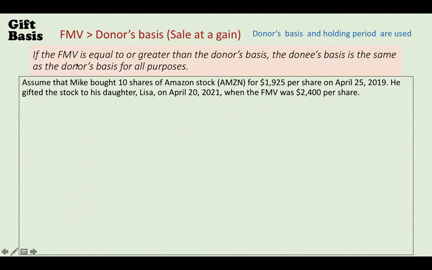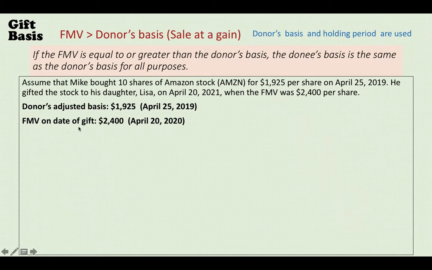Let's see an example. Assume Mike bought 10 shares of Amazon stock for $1,925 per share on April 25th, 2019. He gifted the stock to his daughter Lisa on April 20, 2021, when the fair market value was $2,400 per share. So the donor's adjusted basis is the purchase price of Mike, $1,925, and the fair market value at the date of the gift is $2,400. So those are the dates.